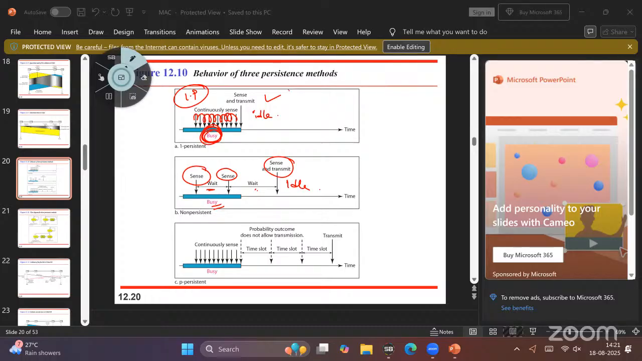So with 1 minus p probability, with p probability we continuously sense the channel. If the channel is busy, again we need to wait a time slot with probability 1 minus p. After that, what will happen? It should transmit the data. This is called p-persistent CSMA.